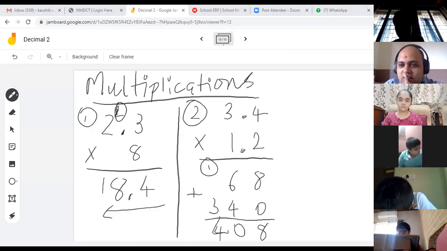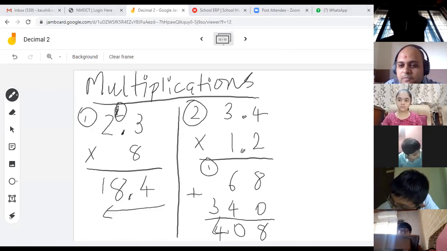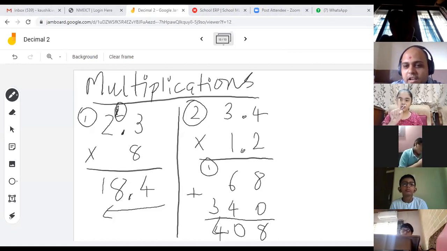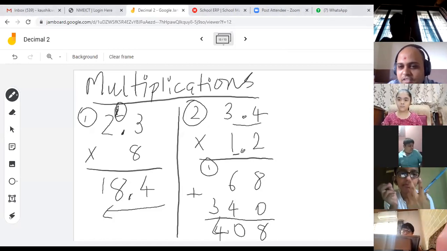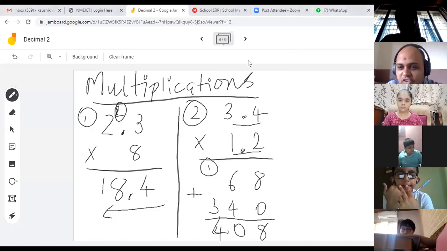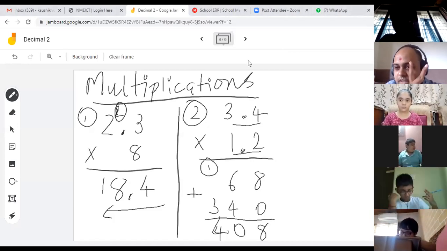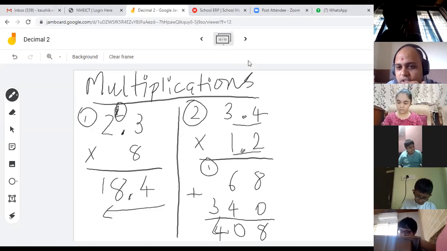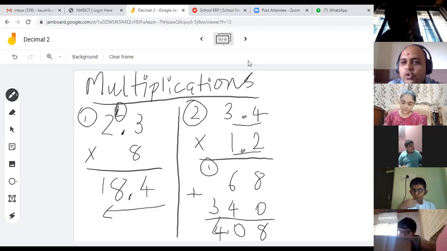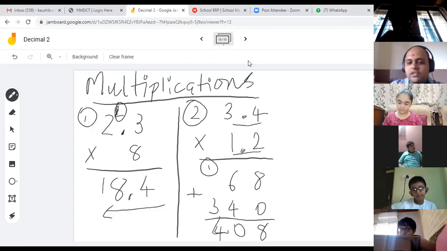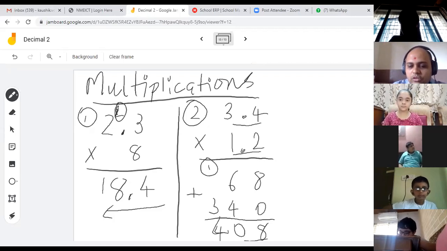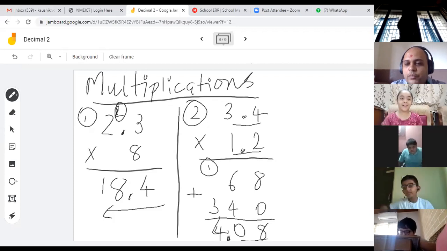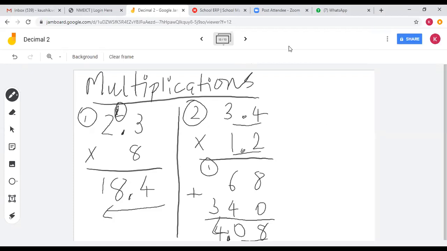How many digits are there after the decimal point? Here 1 and here also 1, right? So 2 in total. In total 2. So we have to count 2 digits from the left. 1, right? And 2. So the answer will be 4.08.